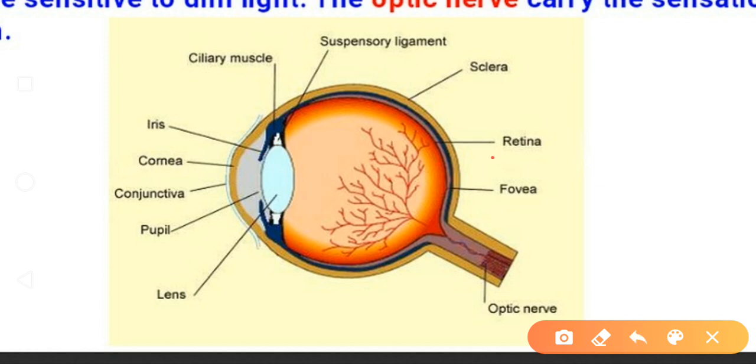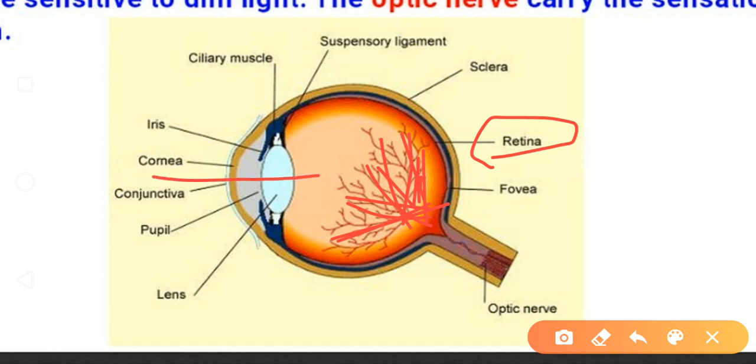Next is the retina, and here you can see the retina. It is a light sensitive, very thin layer, and it consists of numerous nerve cells. You can see these nerves, these are known as the nerve cells. Clear? It converts the image formed by the lens into electric impulses, and the retina sends them into the optic nerves.